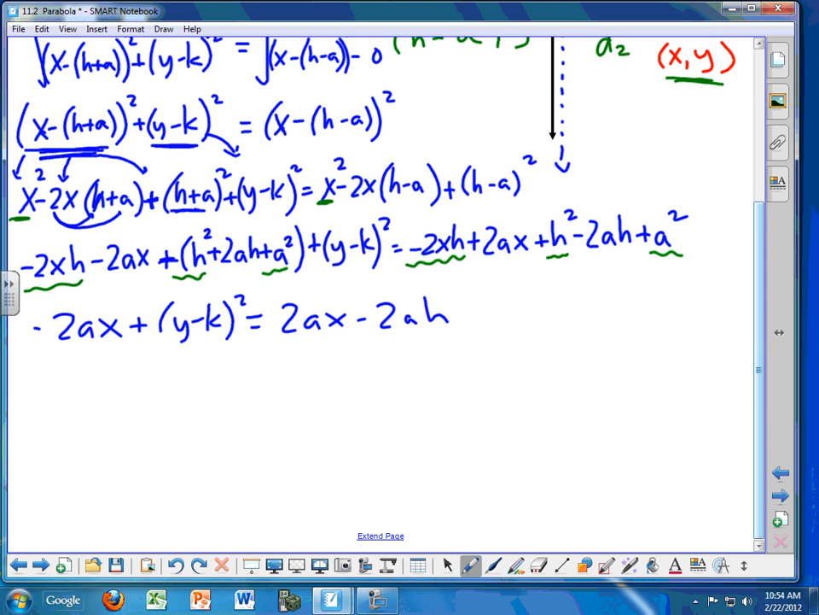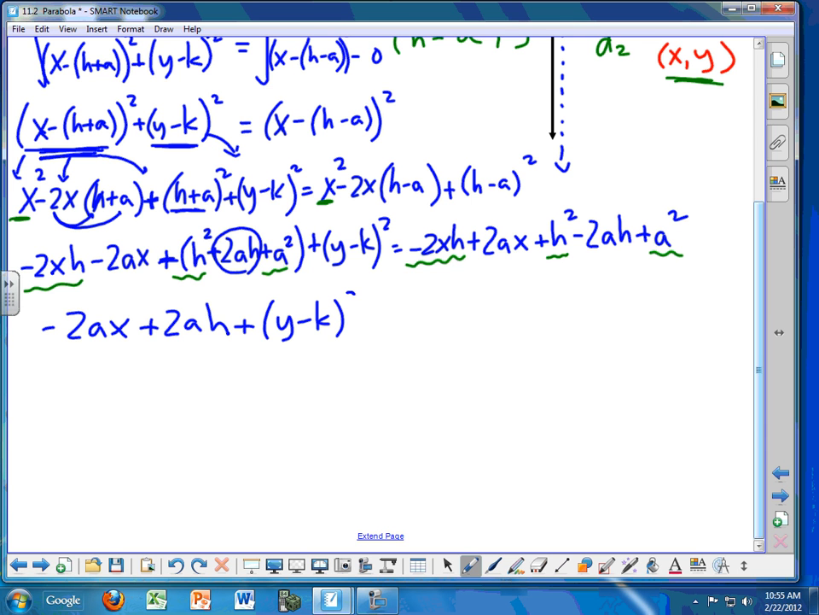Gosh, I feel like I missed something. Oh, here it is. Oh boy, I'm really making a mess of this one. Let me erase this. Sorry about that. I missed a spot here. I missed this guy right here. So let me rewrite that. Negative 2ax plus 2ah. I'm being hasty here. And then y minus k squared. Okay, now we're on track. This is 2ax and then minus 2ah. Okay, minus 2ah. Very good.